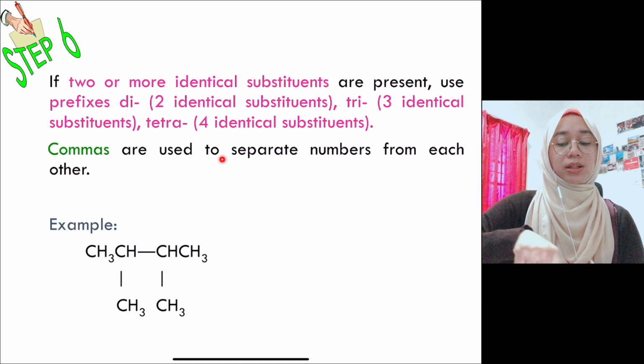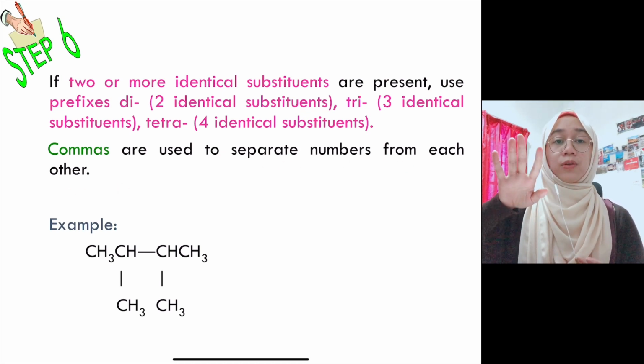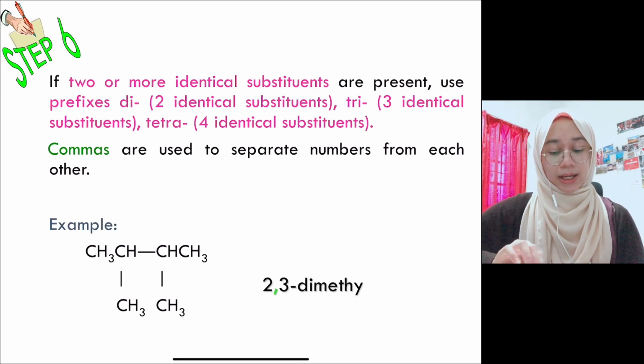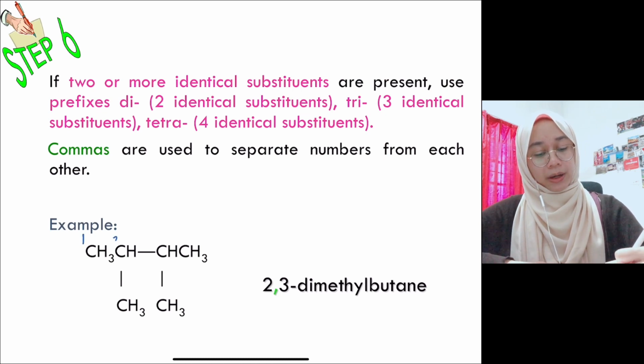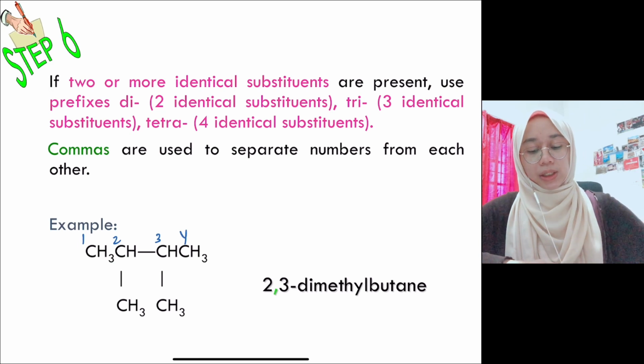Okay, so commas are used to separate numbers from each other. So if there are 2 numbers, therefore use a comma. Number with number uses a comma. So for example, in this case, we have 2,3-dimethylbutane. It doesn't matter where we start the numbering from, you still get the same thing. So in this case, it will be 2,3-dimethylbutane.